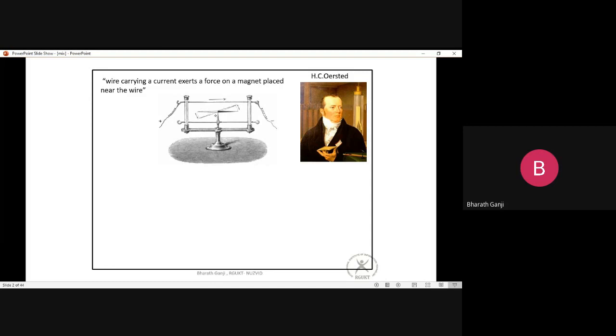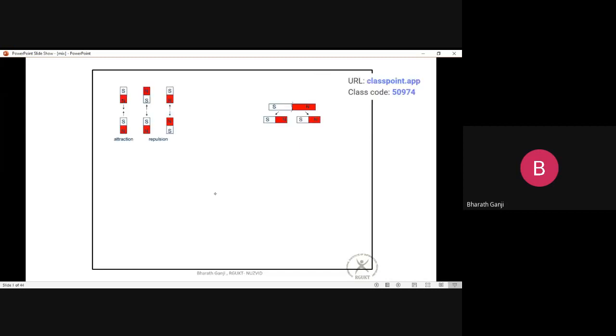So that is why he saw that the compass needle is actually moving. Usually compass needles move whenever they are near these materials.